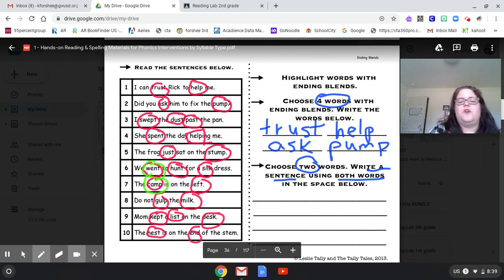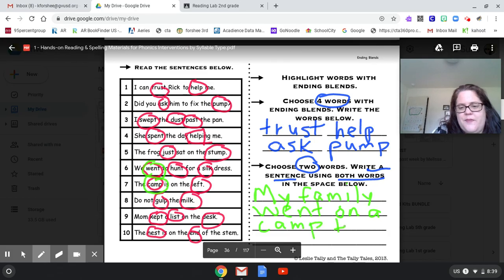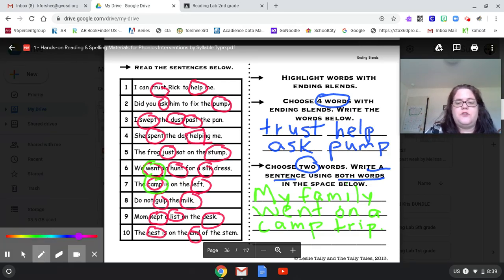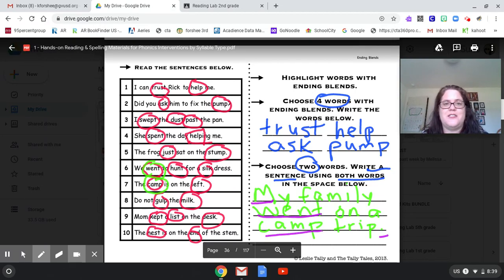All right, so my family went on a camp trip. Well, not too bad writing with the finger. You can write any sentence. The only thing I want you to look for is, did you use a capital in the beginning, a punctuation mark at the end, and do you have two words with ending consonant blends?